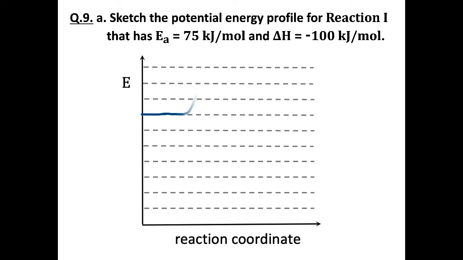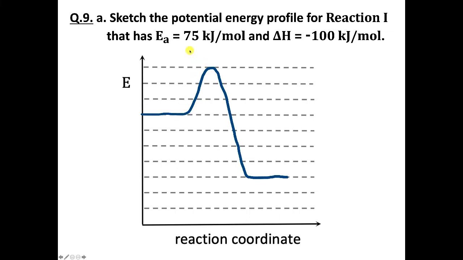And hopefully you did something that looks like this. The reactants have a certain energy, and it's just a starting point. I chose it here just to make everything fit on the graph nicely. You could have started on this dotted line, and then everything would be shifted downwards a little bit from what I did. But we have a reactant energy of whatever it is.